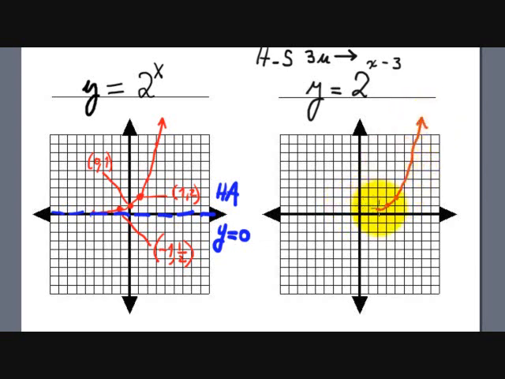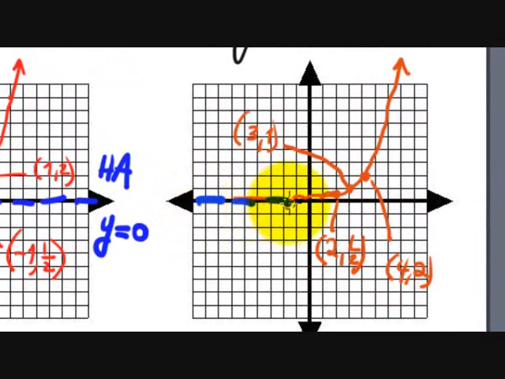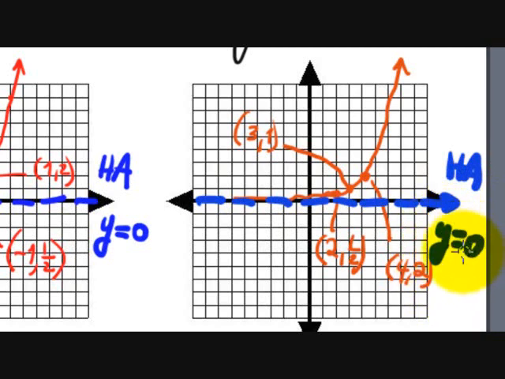Okay, this is a typical exponential. This point is (3,1). This point is (4,2). And this point is (2,.5). Okay, this is this point. And the asymptote again doesn't change because the motion is horizontal and the horizontal line stays the same. Horizontal asymptote at y equals 0.